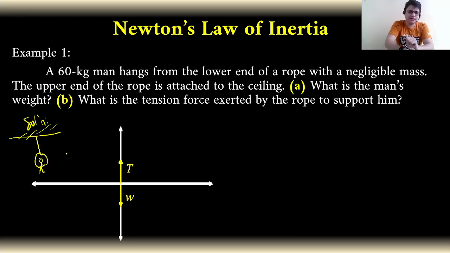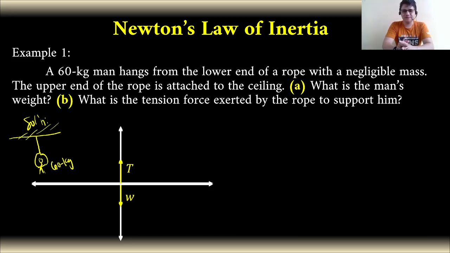The man is 60 kilograms. So this is 60 kilograms. So basically, we are asked about the weight of the man. And letter B, we are asked about the tension force exerted by the rope to support him. The tension force, as we know, is the force on ropes or cables and so on. In this particular problem, the tension force should be enough for the rope not to break, because if the rope breaks, the man will fall.